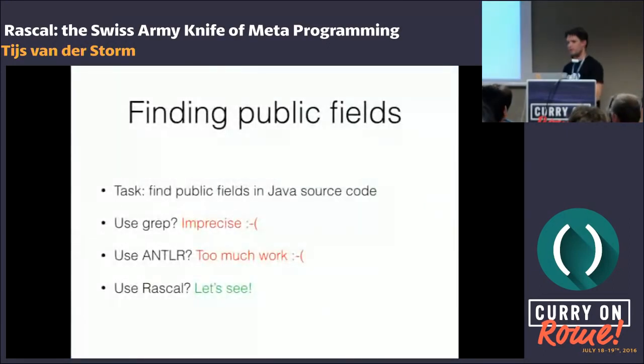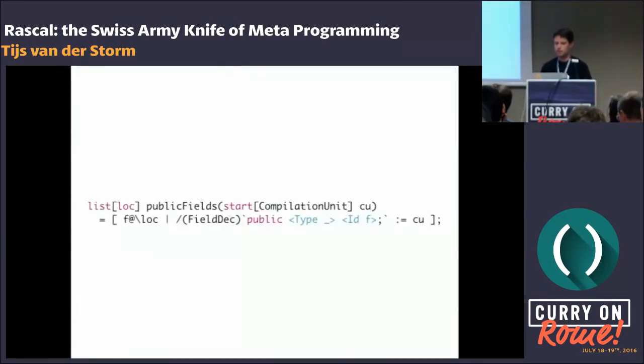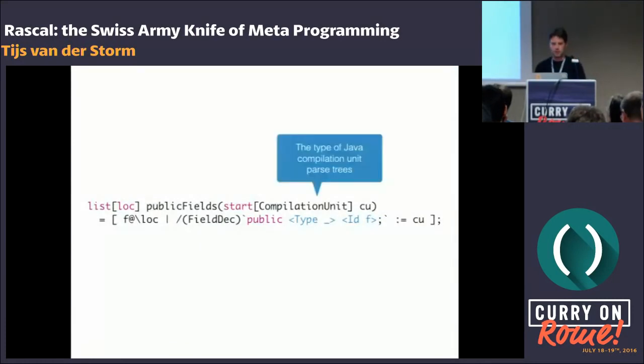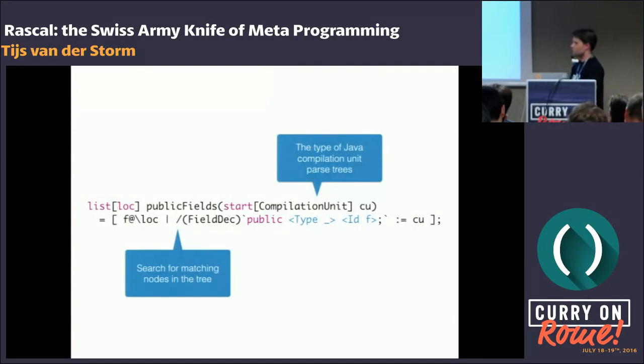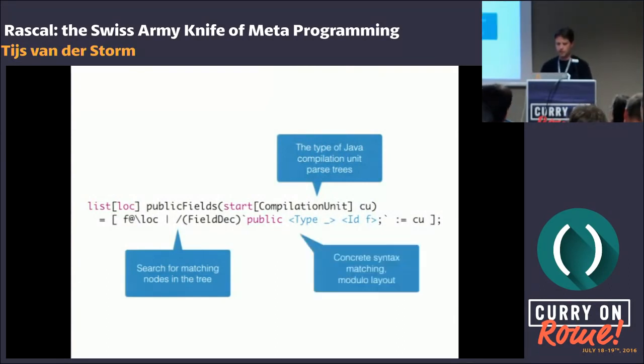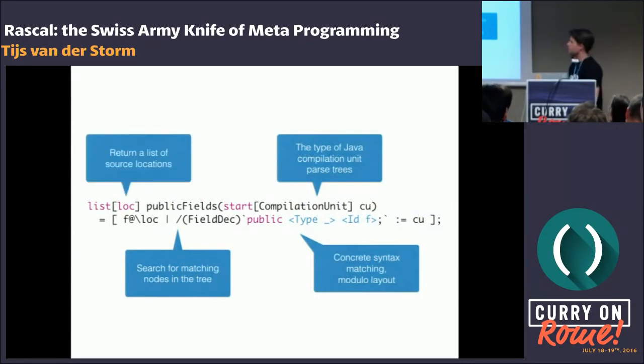So this was basically a warm-up thing. It fits on one slide. It's almost a one-liner. So what have we seen? We have a typed compilation unit that goes in. I search for matching nodes within that compilation unit using this pattern and this slash operator. And then I match against any kind of subnode in this tree to find the field that is actually public. And then I return a list of source locations in a list comprehension.